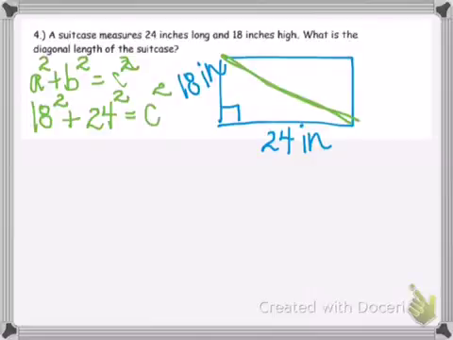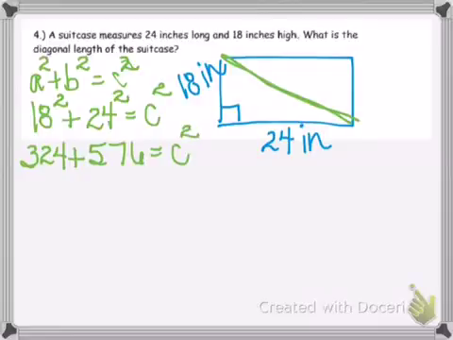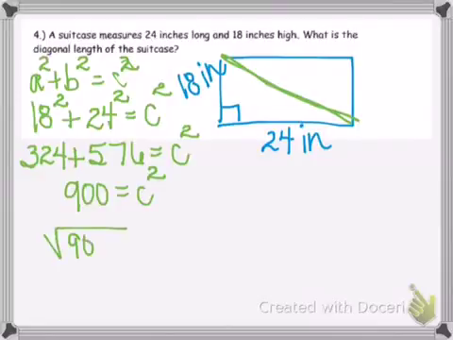equals c squared. 18 squared gives me 324. 24 squared gives me 576. And we're trying to find the length of the hypotenuse squared. 324 plus 576 gives me 900. And if I want to know what just the hypotenuse is and not the hypotenuse squared, I need to take the square root of 900. Square root of 900 is 30 inches.